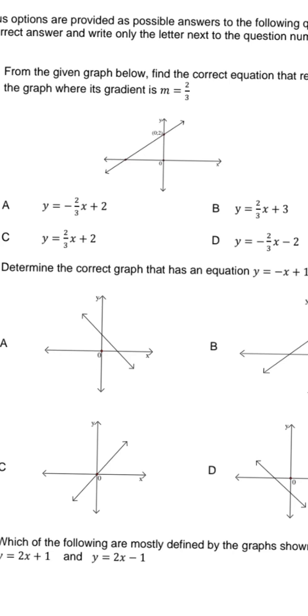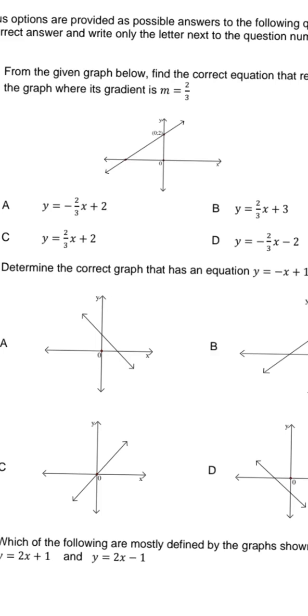So is it A, y is equal to negative 2 over 3x plus 2? B, y is equal to 2 over 3x plus 3? C, y is equal to 2 over 3x plus 2? Or is it D, y is equal to negative 2 over 3x minus 2? So hopefully we can see, guys, that letter A and letter D can't be the answer. Why is it that letter A and letter D can't be the answer?